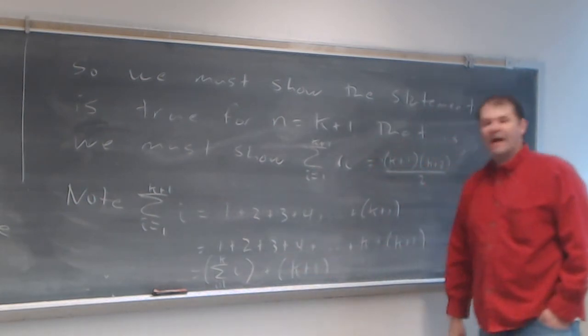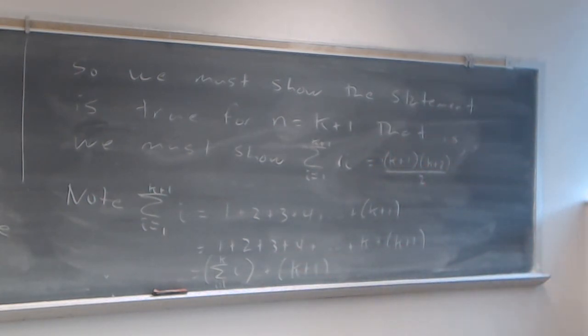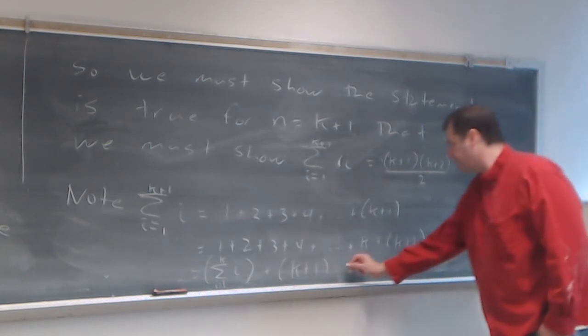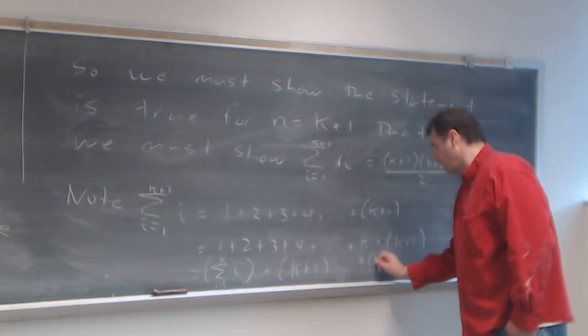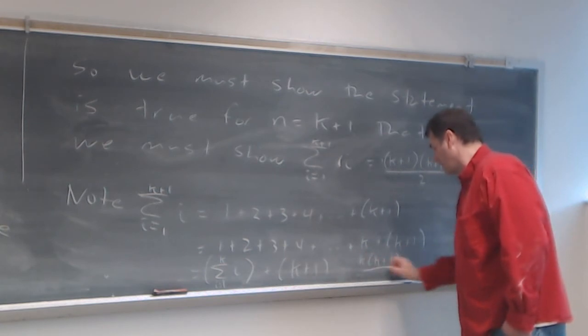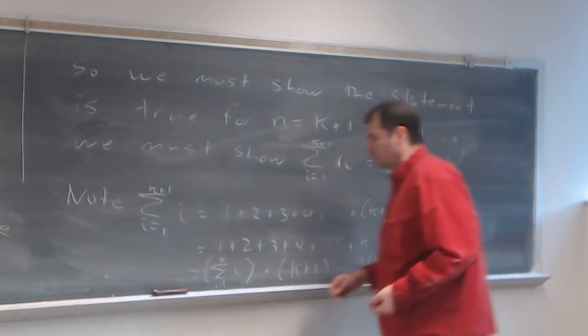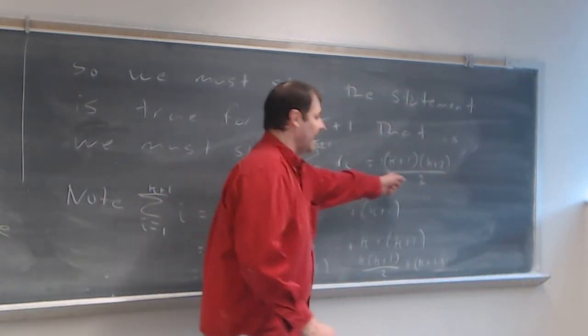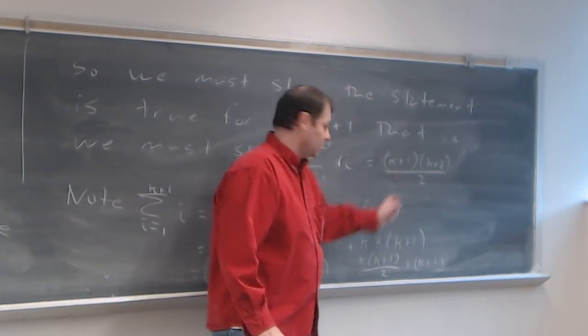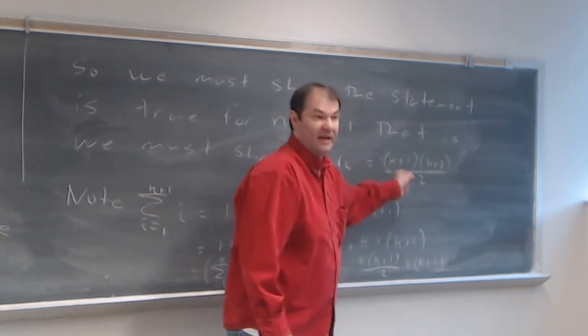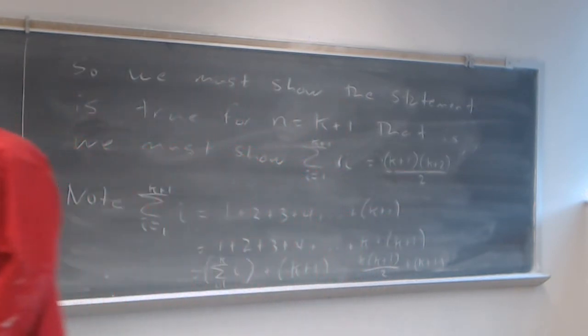But by assumption, from what I'm assuming, I know what the sum of the first k numbers is. What's that? So what do I write down? K times k plus 1 all over 2, plus k plus 1. Okay. Now remember, I'm trying to get this answer. So this guy better be equal to that, and it is. I just need to do some algebra at this point.